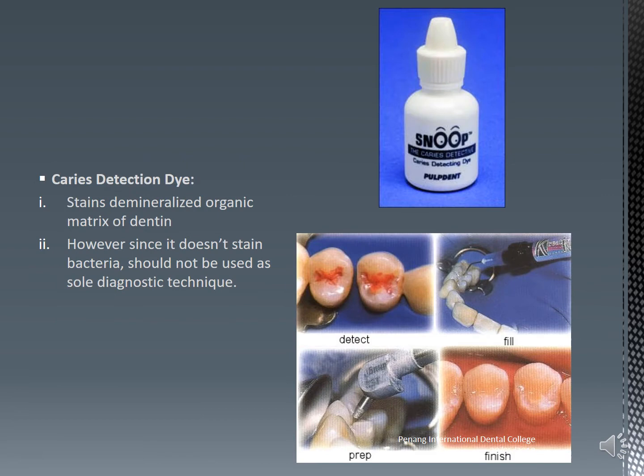Caries detecting dye is one of the older methods of caries detection. According to the principle, the detecting dye stains the demineralized organic matrix of dentin. However, since it does not stain bacteria, it should not be used as a sole diagnostic technique. There are chances that you may remove more dentin which is demineralized, but there are chances of remineralization if you retain it.